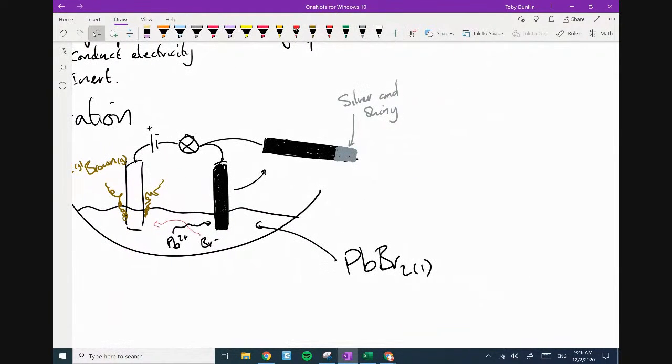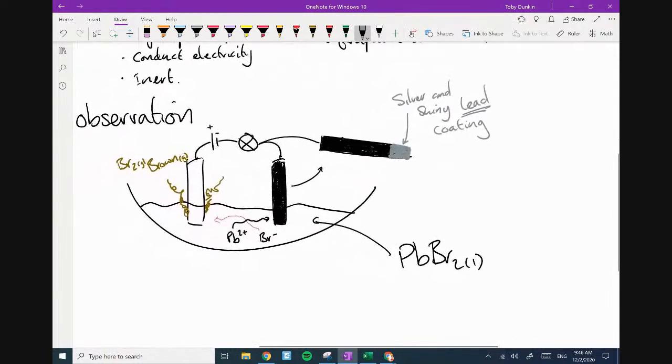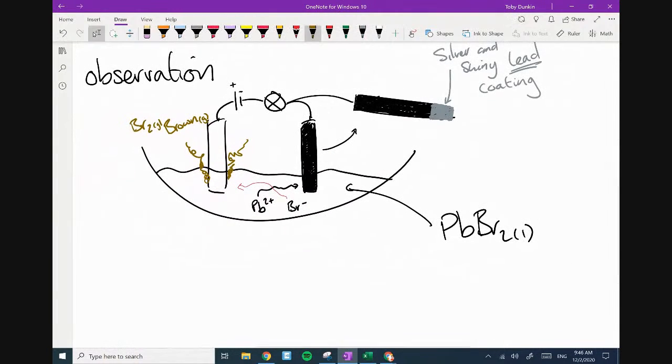So what we've formed is lead. So we've got silver and shiny lead coating. We have coated, I'll actually put coating. Yeah, well done, Julius, good job. We've actually formed a lead coating. And we can then write the equations for this.